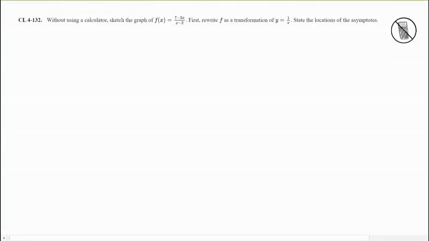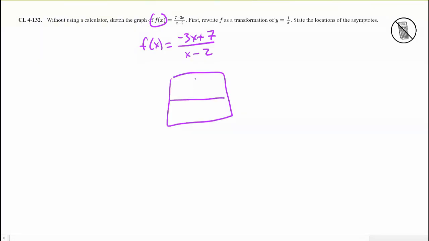Here we're asked to, without a calculator, sketch the graph of f of x. We're going to rewrite it using transformation form and then state the locations of the asymptotes. So, first thing, they got to be tricky on this, don't they? So I'm really going to move things around to make it look like what we're normally used to, where the x value is first. So being kind of tricky about that, but I'm going to go ahead and use division here using the area model.